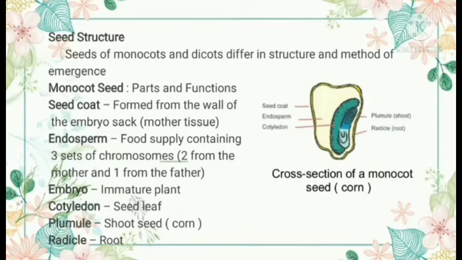Radicle is the root. As you can see, there is an example beside it, called a cross section of the monocot seed, and that's the corn.